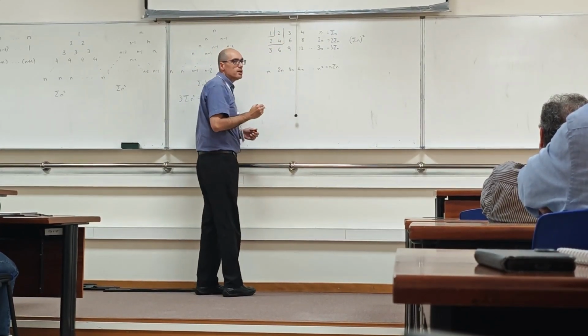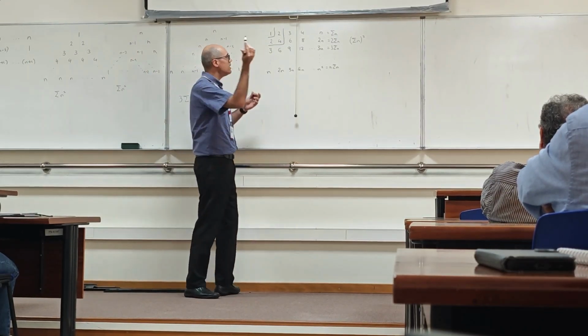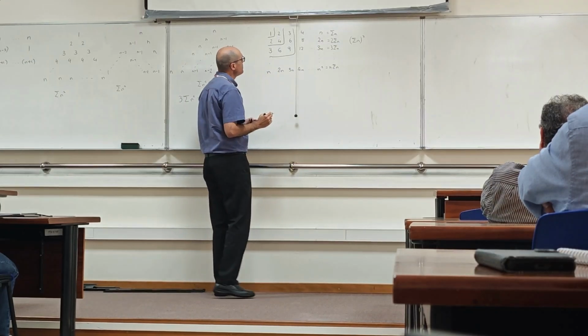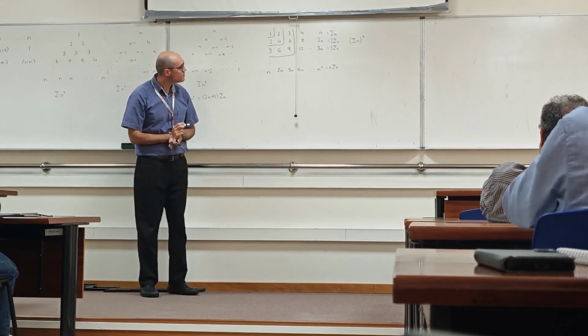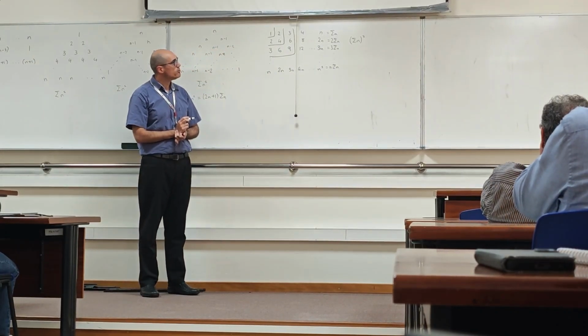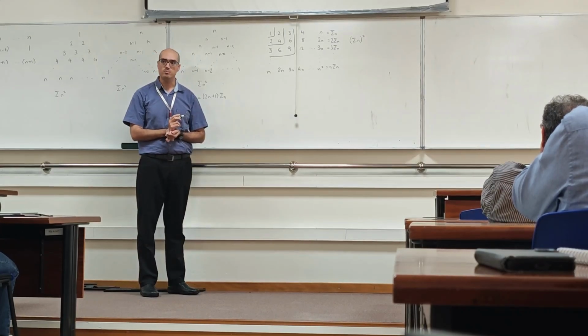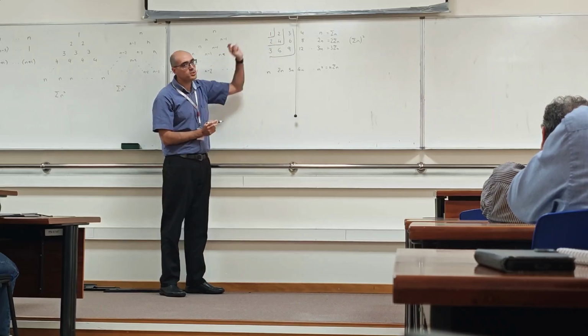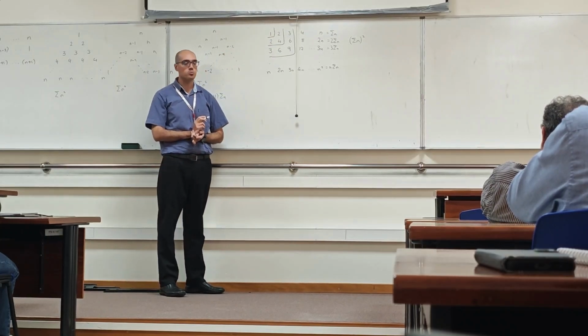Well, not me, Tony Gardiner did, but I'm just repeating what Tony Gardiner said. Okay? So if we sum it up like this, then each of those is a cube. Now, this one is obvious. 2 plus 2 plus 4 is 8, which is 2 cubed.